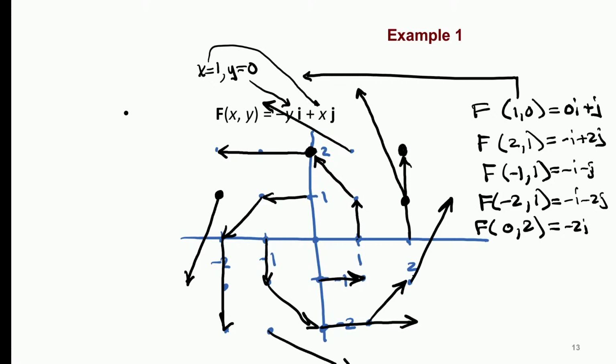This one, okay. Here, let me do this one though. This one's a good one. F of 2, 2 is negative 2i plus 2j. Check this out. This goes like this. So you have all of these vectors that are overlapping, competing for your attention, and it's hard to see what's going on.